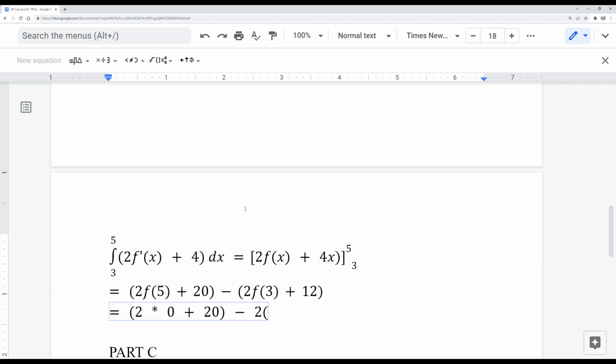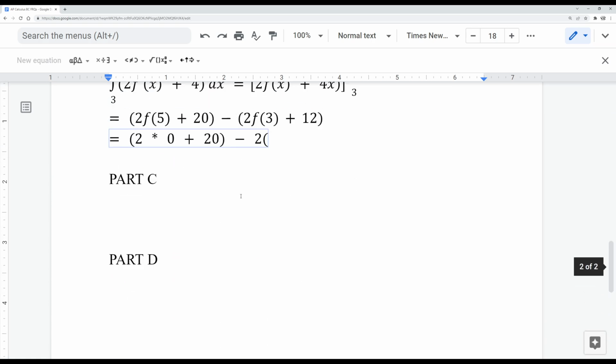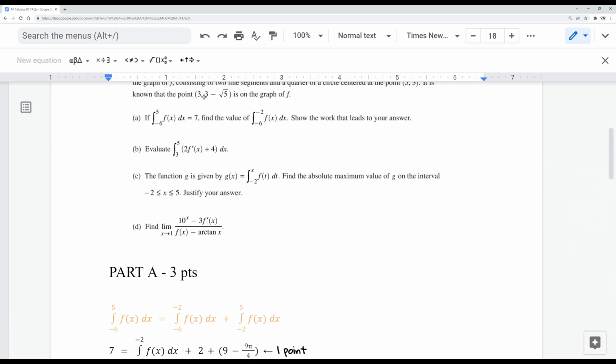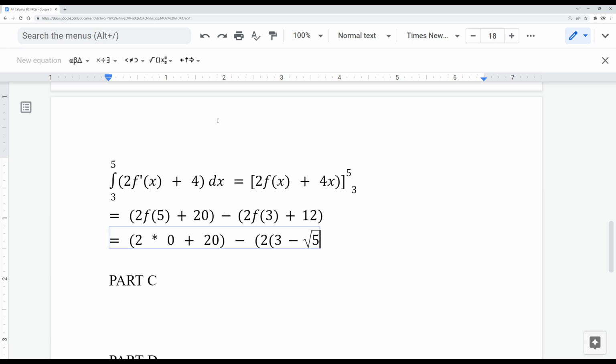This is where that point comes in. Remember, everything has a point, no pun intended. It's 3 minus square root of 5, because we're evaluating f of 3, and it tells you that the point at 3 is 3 minus square root of 5, so that's where that comes in. This should be in parentheses. No more f. So 3 minus square root of 5, and then plus 12.